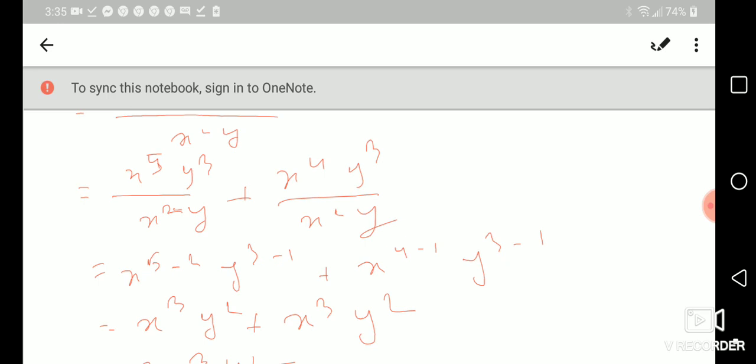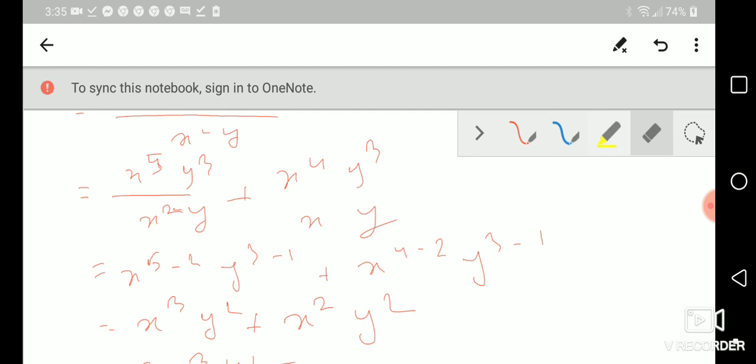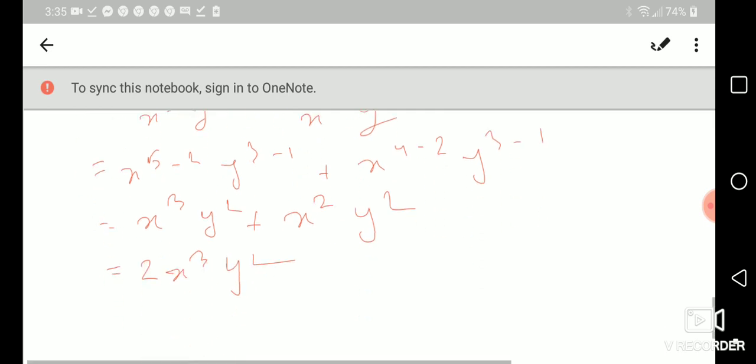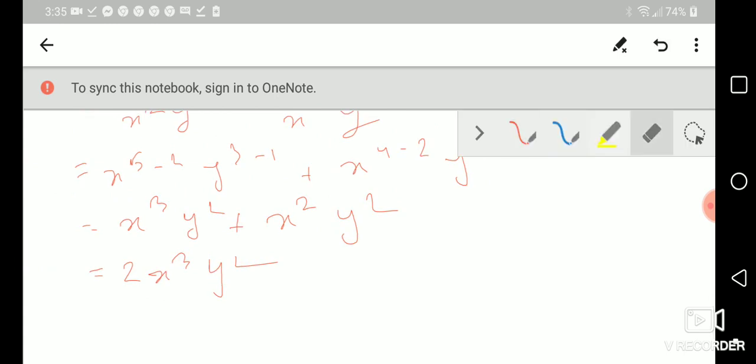Actually I made a mistake here, so that's why I was rechecking it. Because it was a power of 2, it's going to be 4 minus 2, so it's going to be x to the power 2 y to the power 2. So now we don't have the same, the x's are different, so we cannot add this anymore, so we'll just leave it as it is.